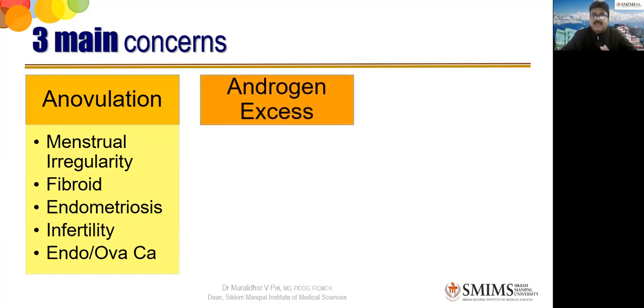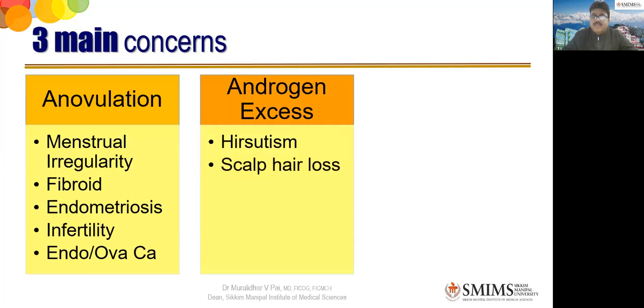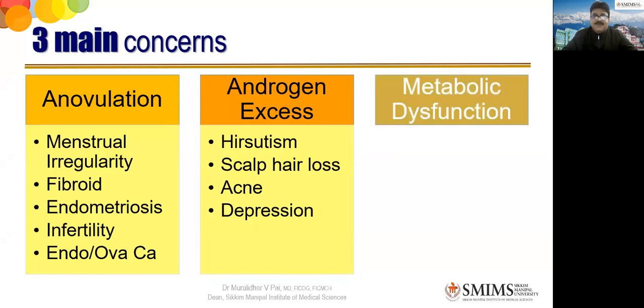The second category is because of androgen excess. All of us know they are hirsutism, the main problem, scalp hair loss, that is alopecia or male-type balding, acne, and depression. Obviously, if you have this kind of hair distribution and acne, you will go into depression. Even otherwise, people go into depression if they slightly don't look like the most beautiful in the vicinity.